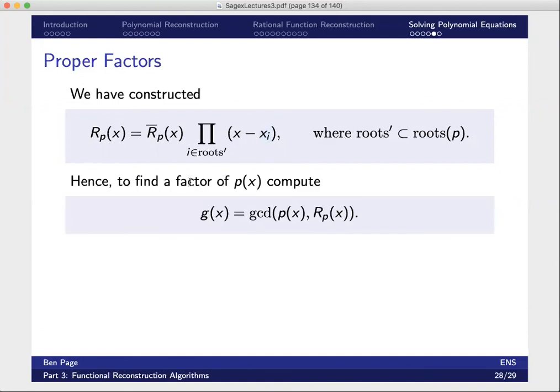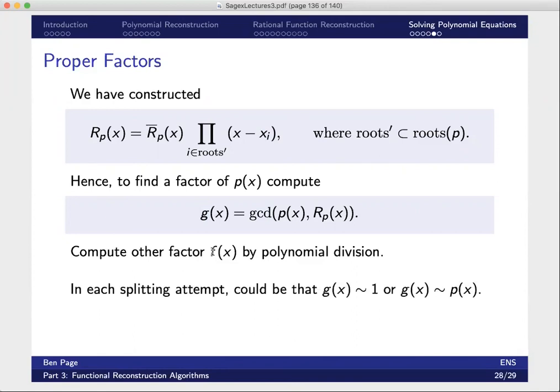So if we want to find a factor of p of x, what we need to do is play the same game as before and grab the common piece of p of x and r_p of x. In this way, the common piece is going to be a polynomial built from the shared set of roots. So we build the greatest common divisor g of x, and the other factor will then be given to us by polynomial division.